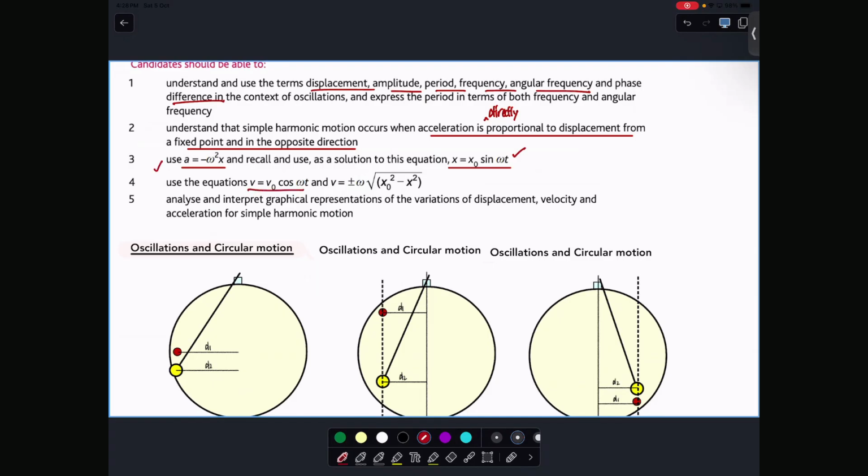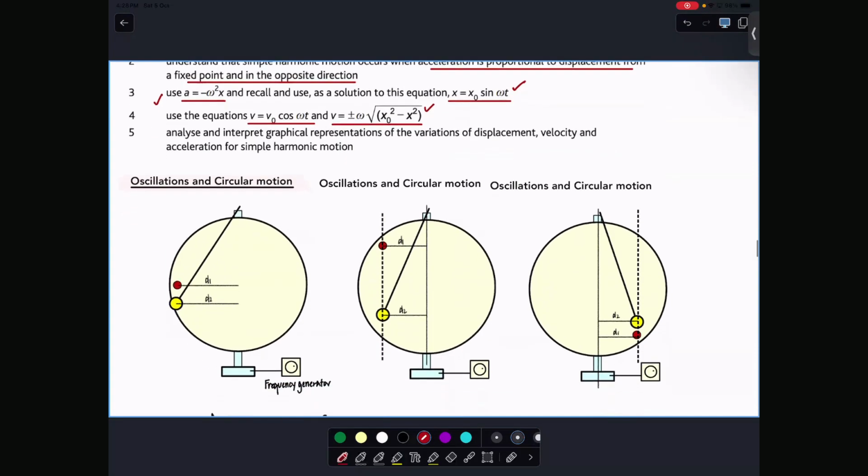Use this for velocity, and this is the other equation I told you. When do you use this equation? What was the requirement? It's when you don't know the time but you know the location. You have an oscillation and you don't know the time, but you know where the object is, so you want to find the speed at that location.